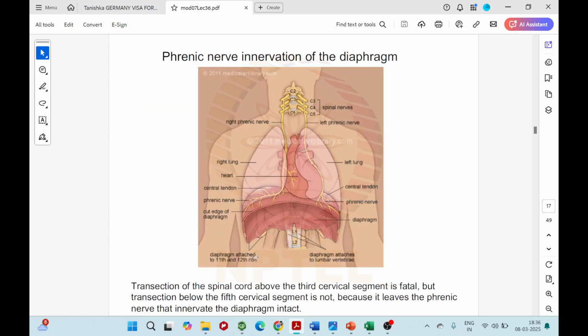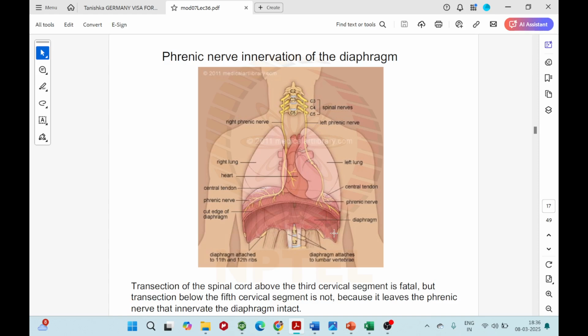So this is the phrenic nerve. Here you can see the cervical vertebrae. We have how many cervical vertebrae? 7. Out of those, these are C3, C4 and C5. The spinal nerves coming to these vertebrae combine and originate the phrenic nerve, and this phrenic nerve innervates the diaphragm.